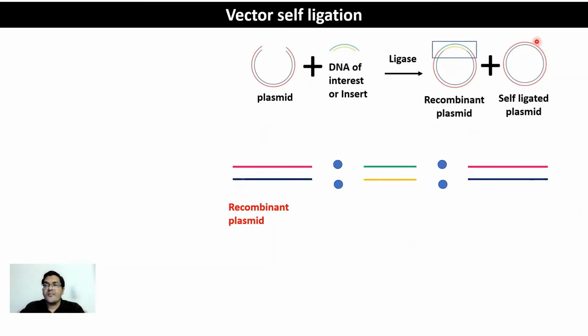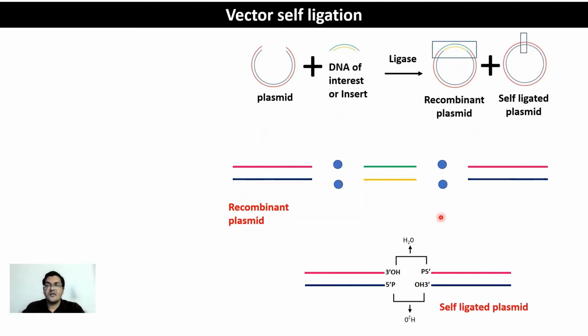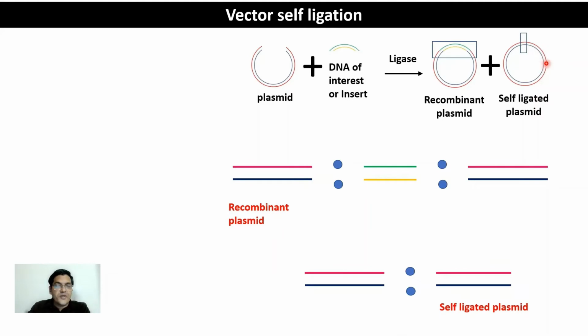Now let's look at what is happening at the vector end. So here is your vector, and this was where the cut was introduced, and now this is where the cut has been sealed. So at the vector end also, this is the left arm, this is the right arm, and the left arm and right arm are so positioned that the 3' OH and 5' phosphate are adjacent to each other, and therefore the ligase can come in and form a phosphodiester bond here and a phosphodiester bond here, forming your self-ligated plasmid, which is this. And this is something that we do not want in our reaction actually, right? And the question then is, can we prevent the self-ligation of the vector?